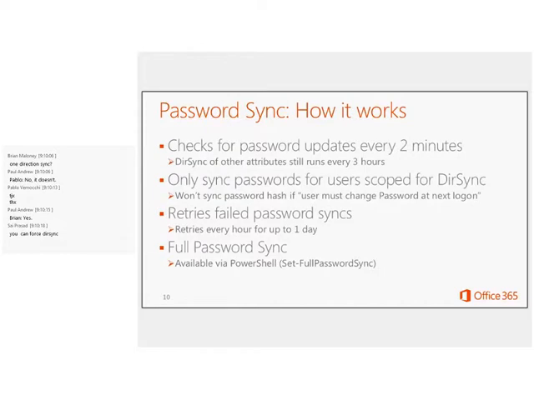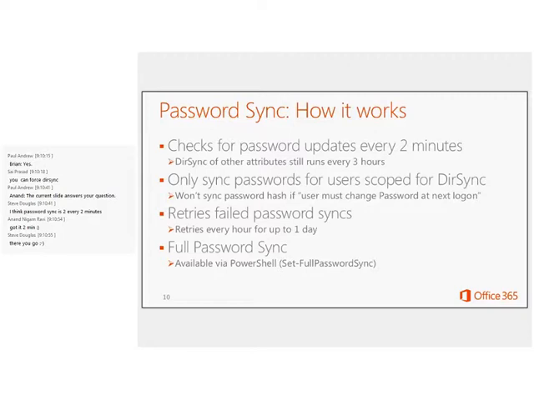A question just popped up about whether I can force a sync. Let's try to answer that on this slide right here. Let's talk a little bit about the timing of how password sync works. We check for password updates in Active Directory around every 2 minutes. The usual DirSync of other attributes still runs every 3 hours. So as you can see, we have separate, parallel processes working to synchronize the general Active Directory attributes and to synchronize the password.